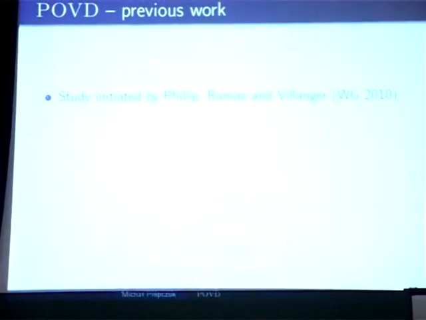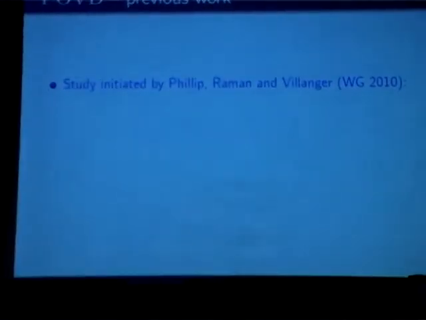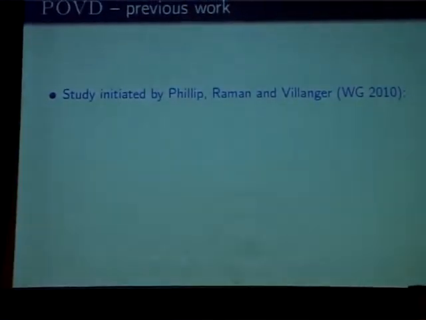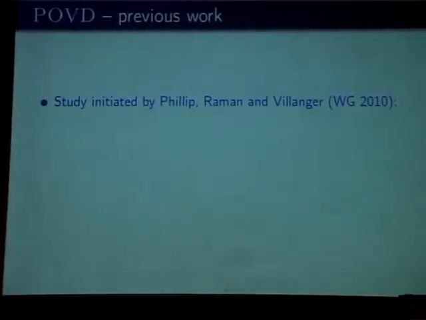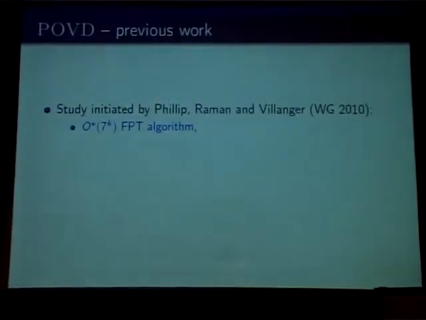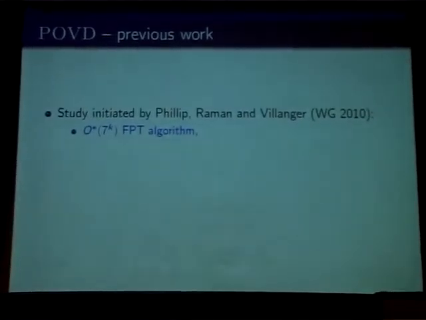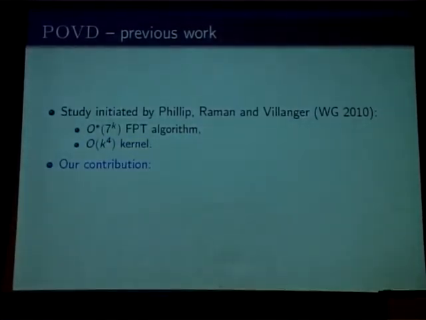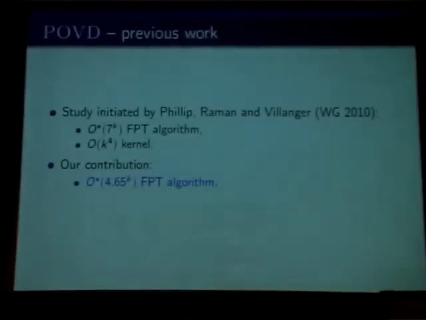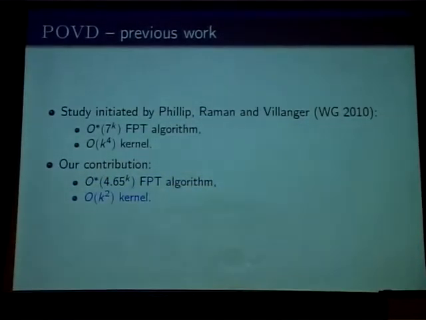The study of parameterized complexity of this problem has been initiated by Philippe, Roman and Villanger in their WG paper this year. The results they obtained are an O star of 7 to the power of k FPT algorithm, which is rather a simple algorithm, and a quartic kernel. We pushed those results down to a 4.65 to the power of k FPT algorithm, which is quite a big improvement, and the major part of the paper, a quadratic kernel for the same problem.